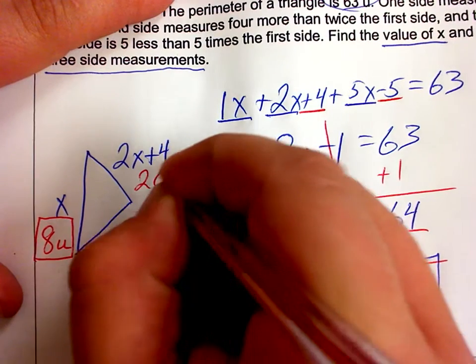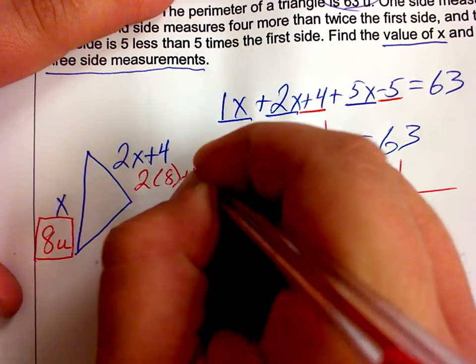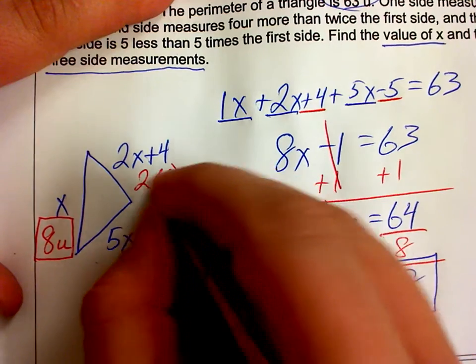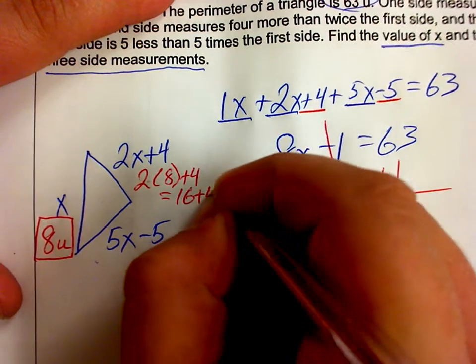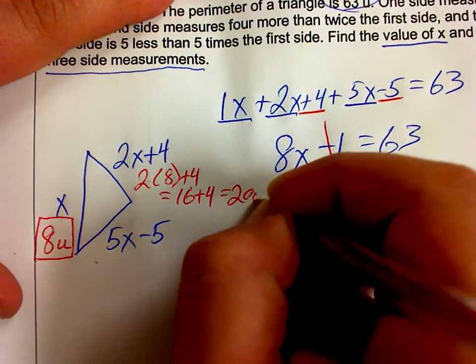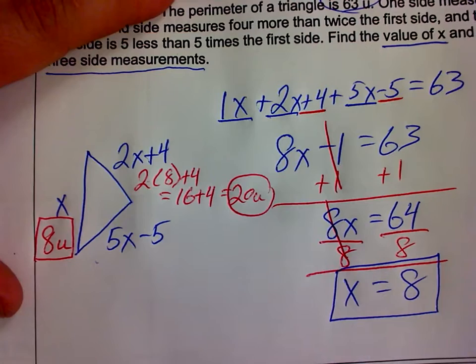So we're going to have 2 times 8 plus 4, which gives us 2 times 8, which is 16, plus 4, which is 20 units.